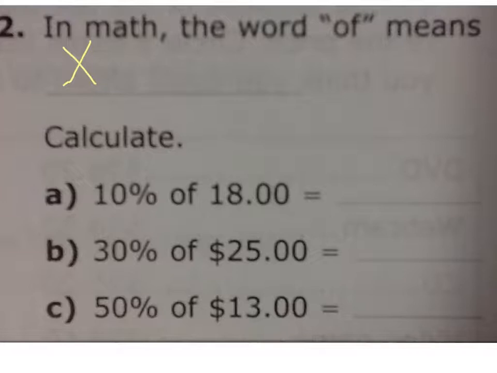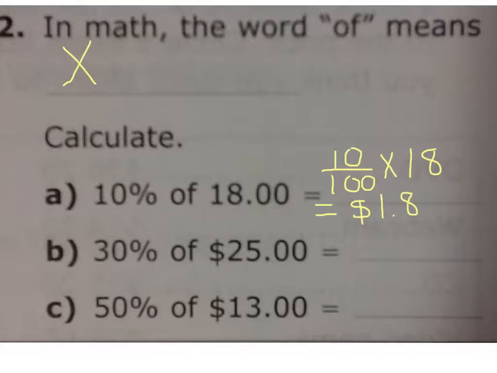Step number 1, you take this percent, and you need to convert it to its decimal form by dividing it by 100. Then the word of that you see over here, that means multiplication. So I am going to put my multiplication sign in my amount, which is $18, and that is going to be equal to $1.80. But my calculator doesn't show me $1.80, so I have to remind myself that I don't say $1.8, I say $1.80.